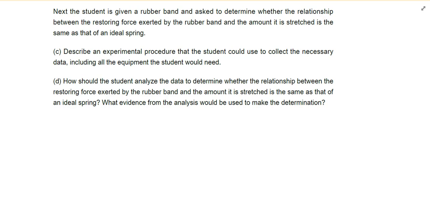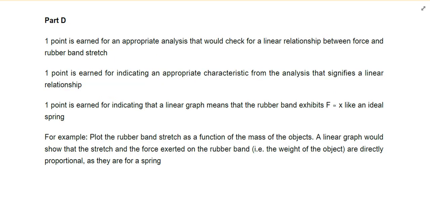If you look at part D, it says, okay, now you've gathered this data, how should the student analyze the data to determine whether the relationship is truly linear? And what evidence from the analysis would be used to make this determination? So in part D, you'd make a graph, you'd plot the rubber band stretch as a function of mass. And a linear graph would show that the stretch and the force are directly proportional to each other as they are for an ideal spring.